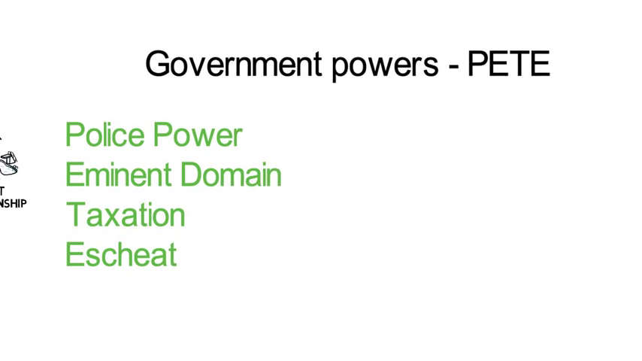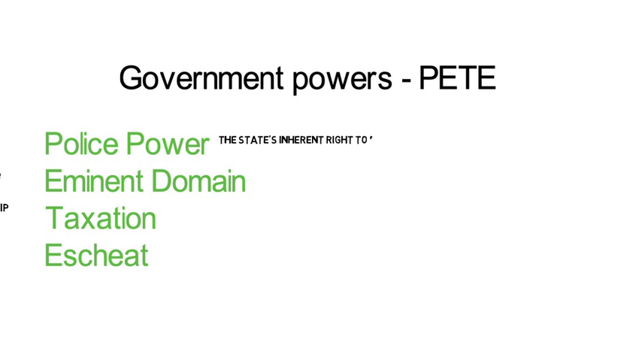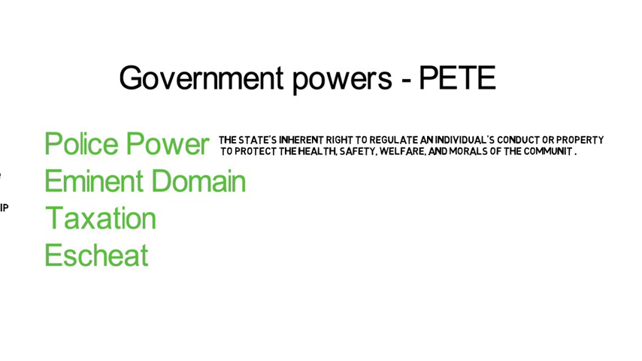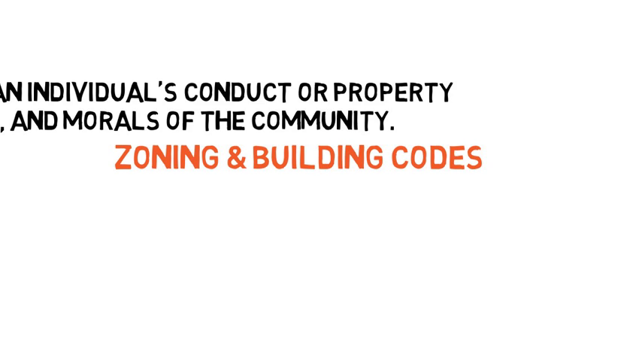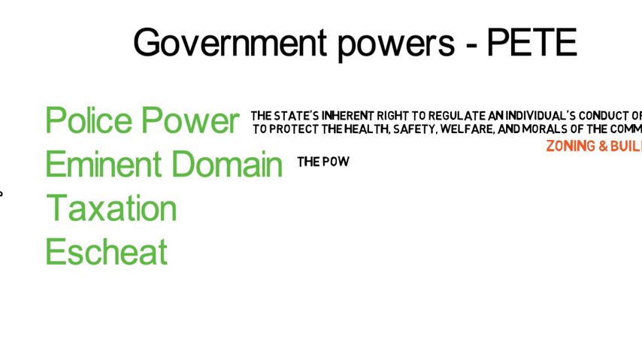An individual will not have any of these rights. Police power is the state's inherent right to regulate an individual's conduct or property to protect the health, safety, welfare, and morals of the community. Common examples of police power are zoning and building codes. Eminent domain refers to the power possessed by the state to appropriate property for public use.